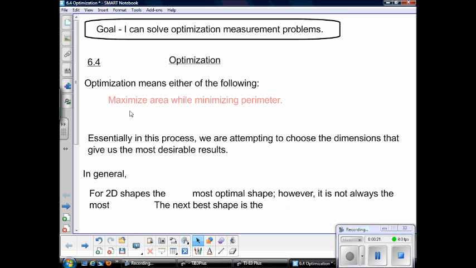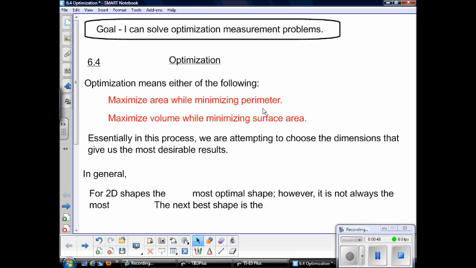It means that we want to maximize the area while minimizing the perimeter, and that's if we're working with two-dimensional objects. Or it could mean that we want to maximize volume while minimizing surface area. Okay, so essentially in this process, we're either attempting to choose the dimensions that give us the most desirable results.